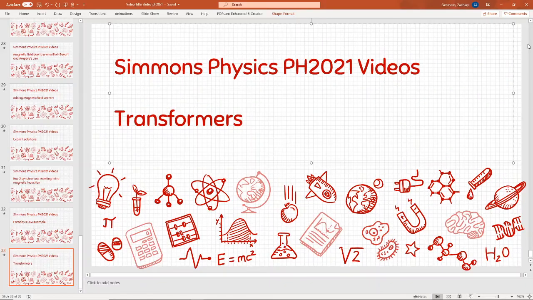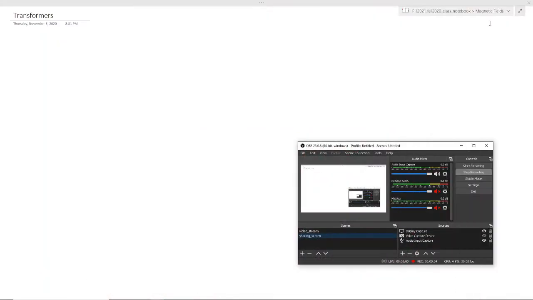So let's take a minute and talk about transformers. And this will give us a chance to review the magnetic field in a solenoid and connect a few things together. Should be useful for your homework. So what is a solenoid? Remember, this is just a coil of wire.